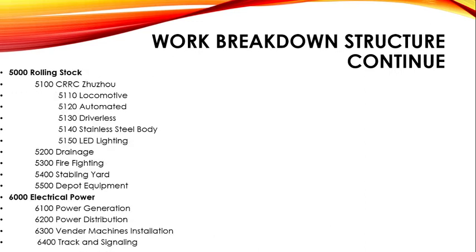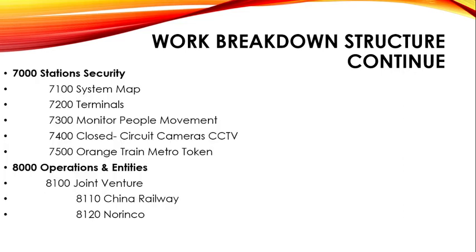If we move towards the next, the rolling stock, in this we have CRRC Zhuzhou, in which the locomotives are automated, driverless, with a stainless steel body, LED and light posts come, and the drainage system was there, firefighting, stabling yard and depot equipment, electrical power generator, power distribution, vending machine installation, track and signaling was also there. And now we have the next, station security. For station security systems, the mapping was there, terminals were there, monitoring people movement was there, closed circuit cameras by CCTV was there, and the Orange Line train metro token was there.